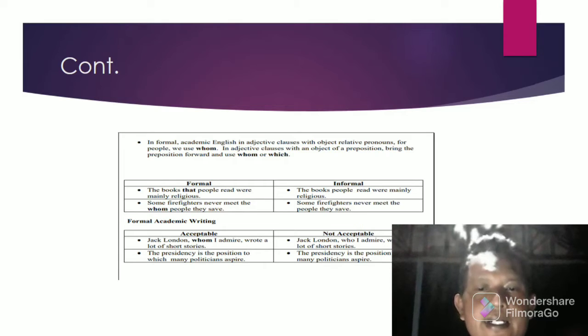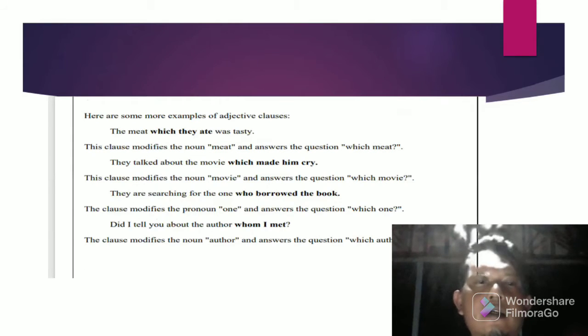Pay attention again to the example. In formal writing, we must use the relative pronoun, and then in informal writing, we may omit or leave out the relative pronoun. Students, we will continue again later. Again, pay attention. It is acceptable in writing.